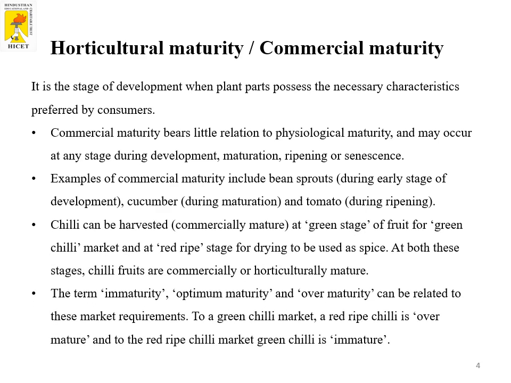Another example is chili. Chili can be harvested at the green stage for the green chili market, and the red ripe chilies can be utilized for dried chili purposes, where it can be used as a spice. At both these stages, the chili fruits are commercially or horticulturally mature. The terms immaturity, optimum maturity and over maturity are related to these market requirements. For a green chili market, the red chili will be an over-matured product, and for a red chili market, the green chili will be immature.